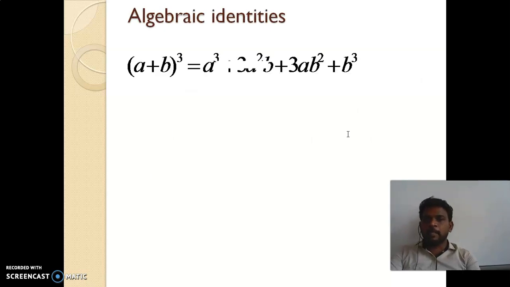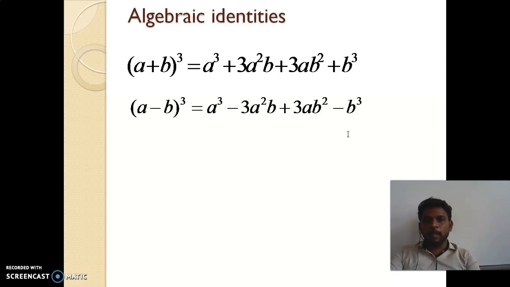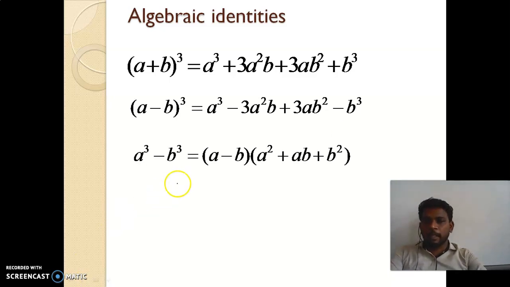And these are the standard algebraic identities. The first one, (a plus b) whole cube, and the second one, (a minus b) whole cube. These two formulas we have already seen in the last classes, and we have factorized so many expressions with the help of these two identities. Today we are going to see another identity, that is a cube minus b cube.